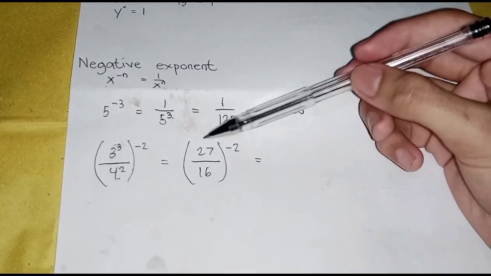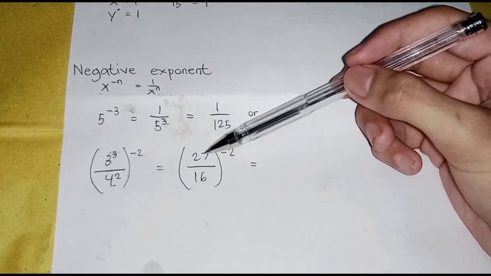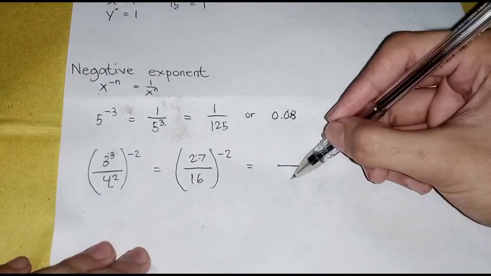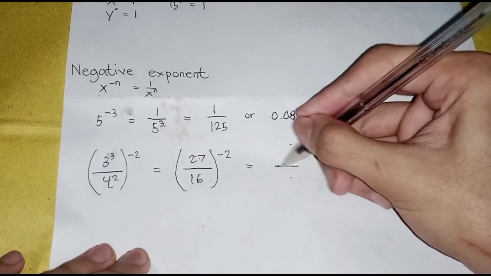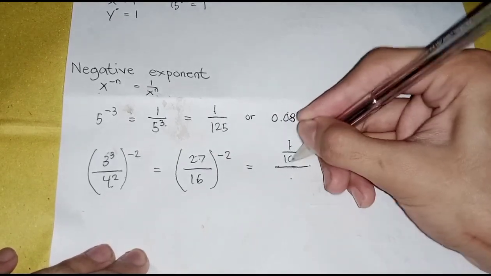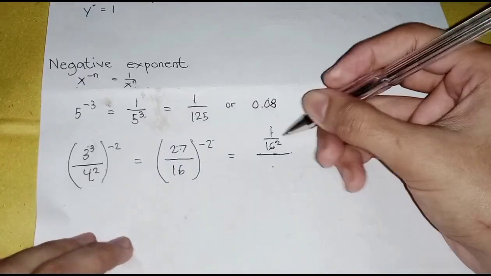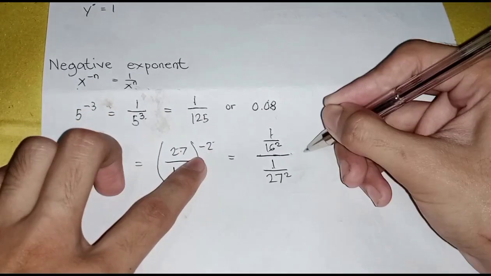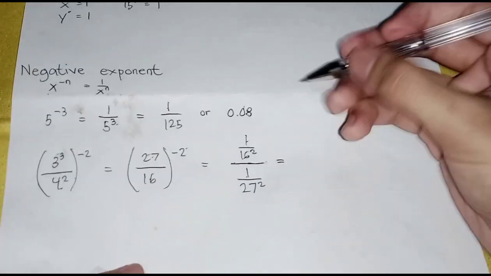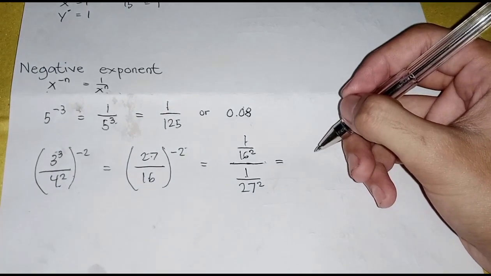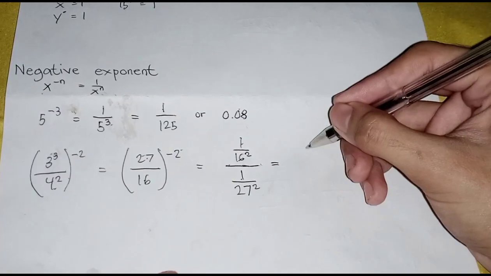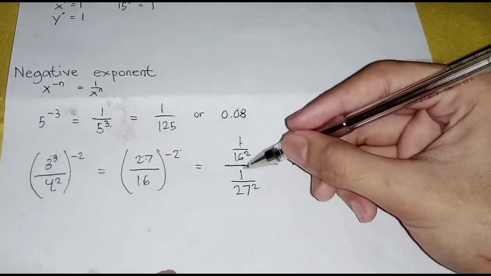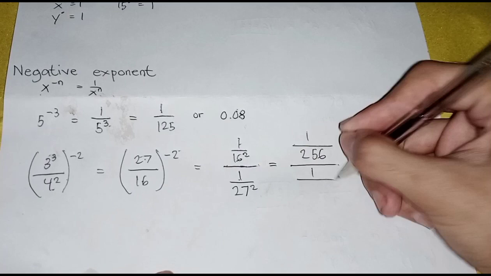So, kapag may negative, kapag ganito ang ibinigay, ay pagbabalik-tarin mo sila. Paano yan? So, pagbabalik-tarin mo yung 27, mapupunta dito. At ang 16 ay mapupunta dito. So, 1 over 16, magiging positive yung 2. And 1 over 27, magiging positive si 2. So, 16 raised to 2 is 256, and 27 raised to 2 is 729.